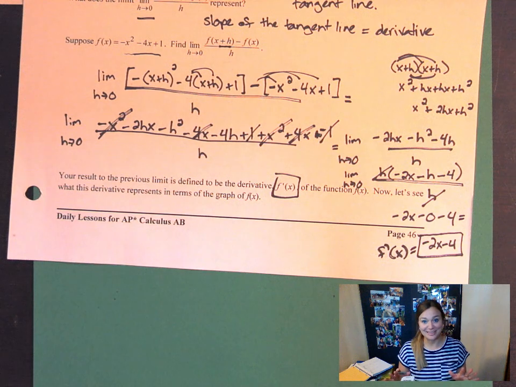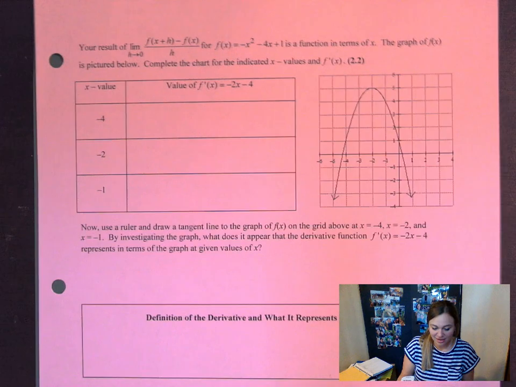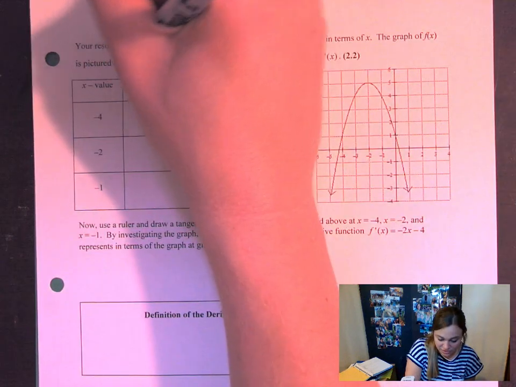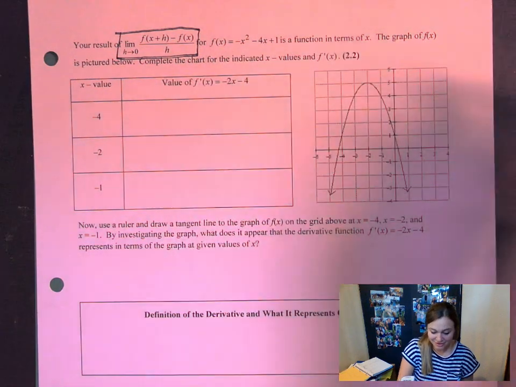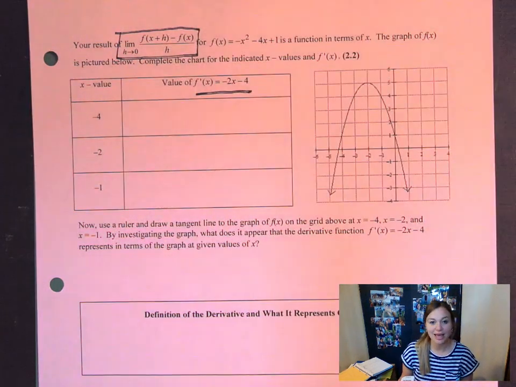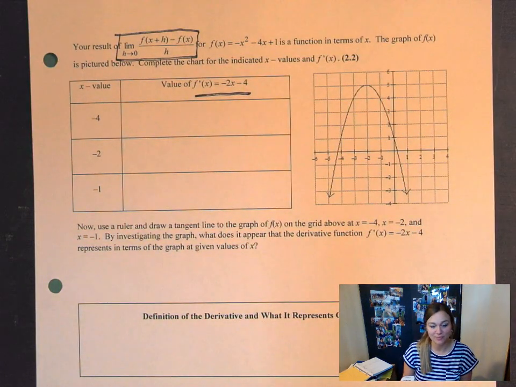Okay, now let's use it. So going on to the next page. Oh, I'm so excited. We're using our result from the previous page of f of x. And here it is. We know we did this, right? F prime of x is negative 2x minus 4. And so now I'm going to actually show you what this means.